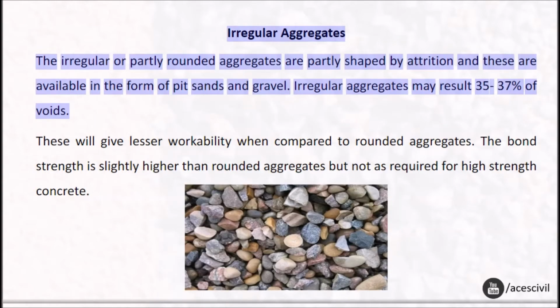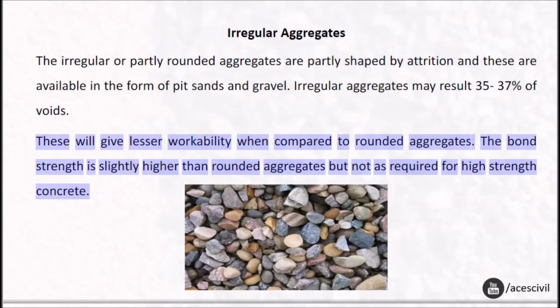Irregular aggregates. The irregular or partly rounded aggregates are partly shaped by attrition, and these are available in the form of pit sands and gravel. Irregular aggregates may result in 35–37% of voids. These will give lesser workability when compared to rounded aggregates. The bond strength is slightly higher than rounded aggregates but not as required for high-strength concrete.